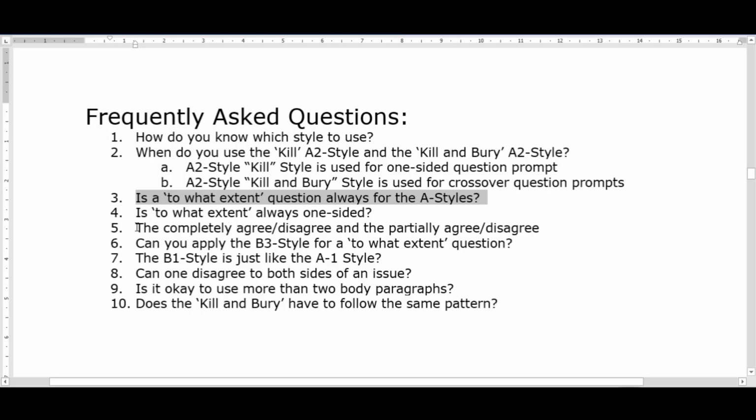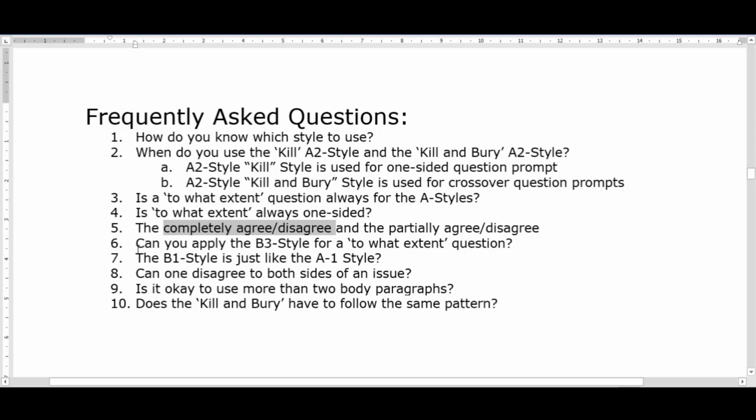And then number 5 is asking about the difference between completely agree or disagree and partially agree or disagree. I guess this is really just a matter of semantics. When you partially agree or disagree to a particular issue or argument, what you're really doing is applying the B styles. And with completely agree or disagree, what you're really implementing are the A styles. So I guess that differentiates the two.